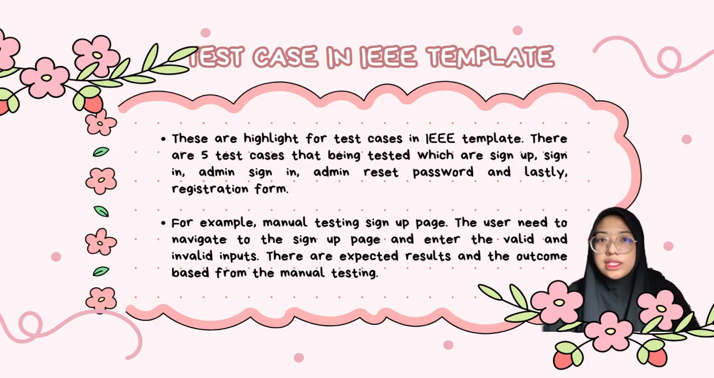There are 5 test cases that have been tested, which are sign up, sign in, admin sign up, admin reset password, and lastly the registration form. For example, for the manual test case, sign up page: the user needs to navigate to the sign up page and enter valid and invalid input. The expected result is that valid input is accepted and invalid input shows an error message. The outcome is a mixed result because some failed due to missing error messages.